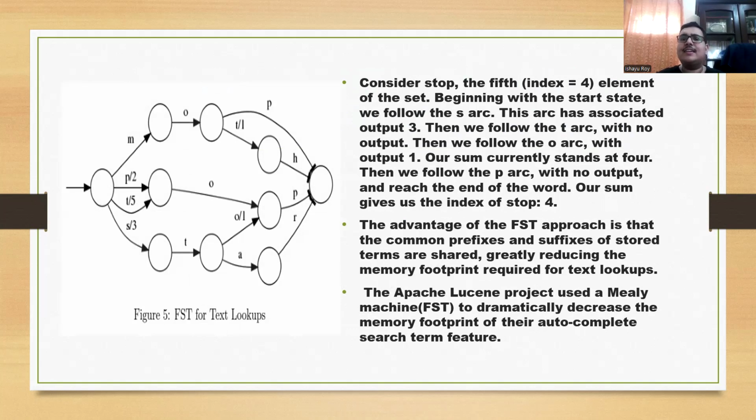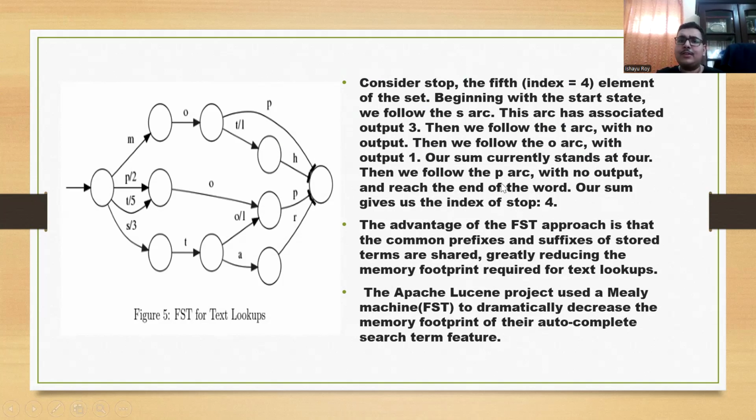So let us consider the word stop. It is the fifth element, index 4 of the set. So beginning with the start state, we follow the S arc. Now the S arc is associated with an output of 3. Then we move on to T, which has no output, and then we take the O arc, which is an output of 1. So currently the sum output stands at 4. And then we follow the P arc, which again has no output, and we reach the end of the word with the output sum being 4, which is also the index of the word stop.